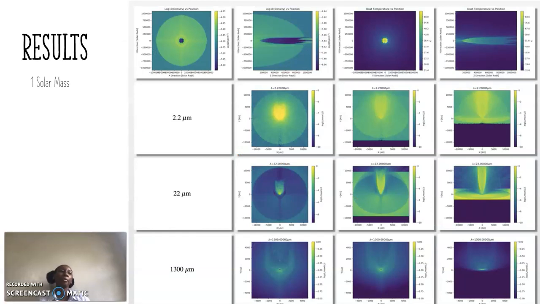The following series of images show the density and temperature as a function of position and dust emission at different wavelengths and inclinations. The first two images show the log of the density in relation to position at inclination 0 degrees and 90 degrees, with units of grams per cubic centimeter. Using the dust temperature produced by RADMC 3D, the next two images show the temperature in relation to the position, with units of Kelvin.